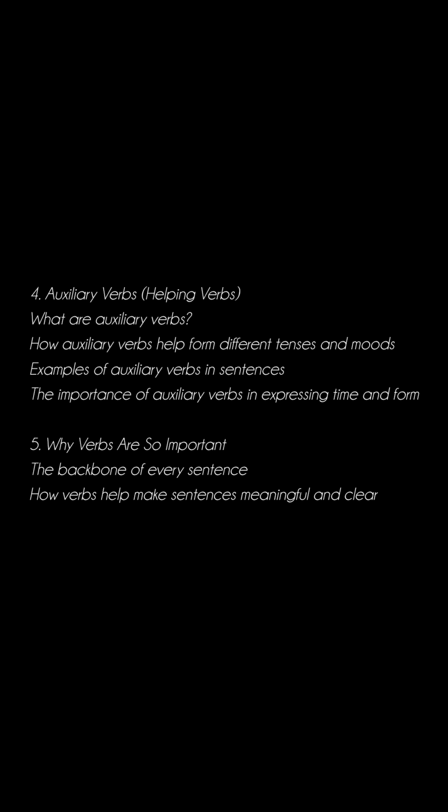For example, "I have finished my homework." Here have is the auxiliary verb helping to form the present perfect tense. "She will go to the party tomorrow." In this case, will helps us express the future tense. "Can you help me?" Here can is used to form a question. "They have not yet arrived." In this sentence, have helps form the negative sentence.